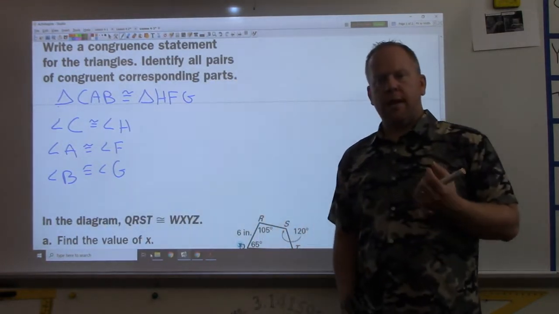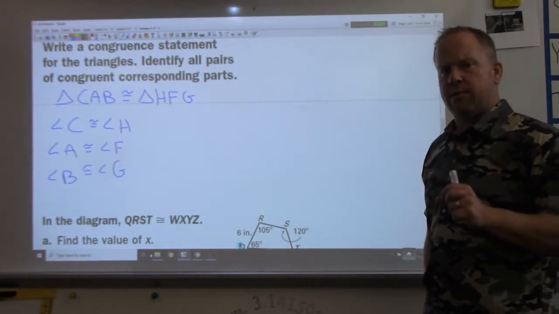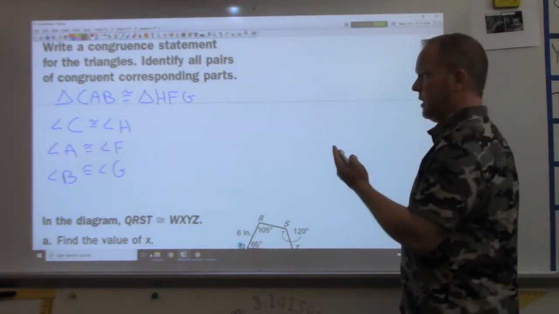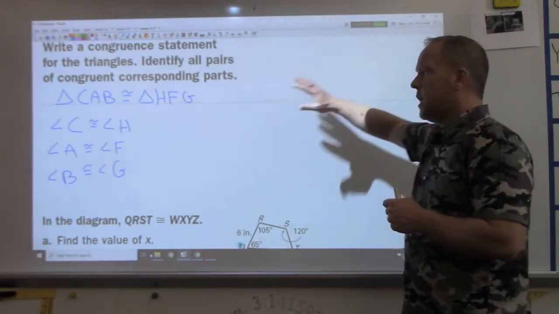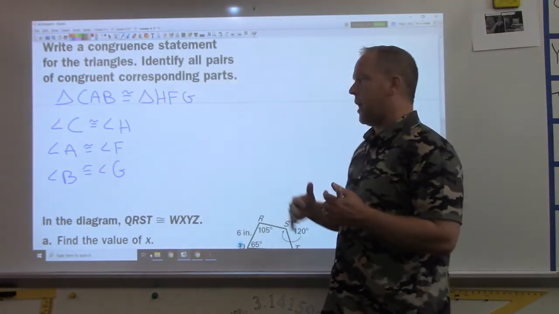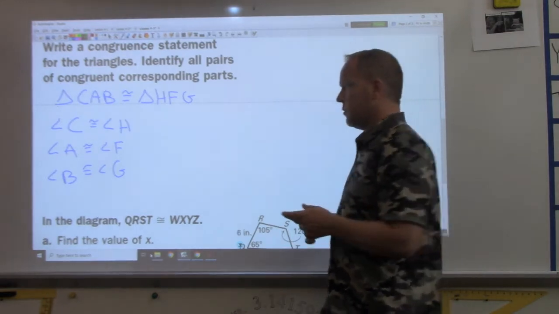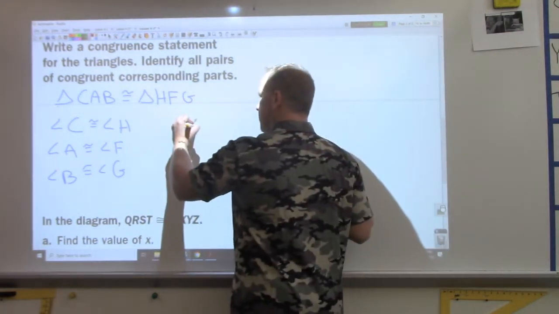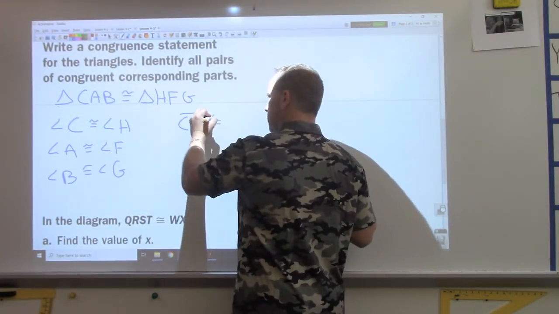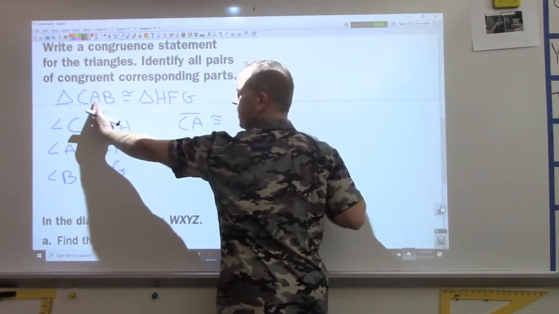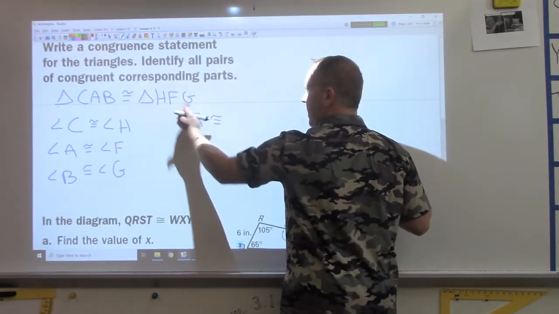So this is why when I name the second polygon, the order is very, very important. That way when I look at the names and I don't have a picture, I know what the corresponding congruent parts are. Now, we did the angles, let's do the sides. Remember, when you do sides, 2 letters. Side CA, first letter, second letter, is congruent to side HF.